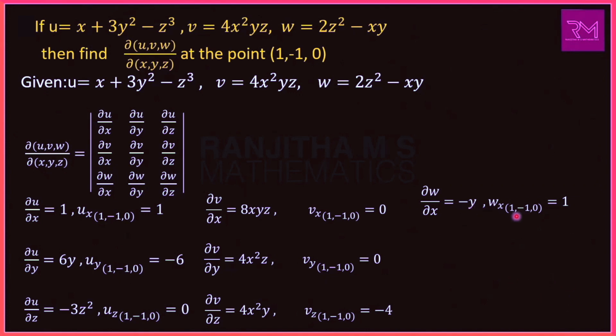In next step we have to substitute at the point y is equal to minus 1. So we get wx, that is del w by del x value as 1. That is minus of y value is minus 1. Hence we get minus of minus 1, which is plus 1.